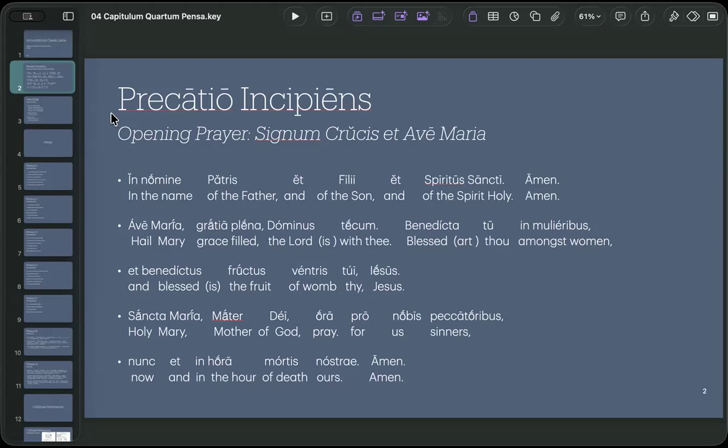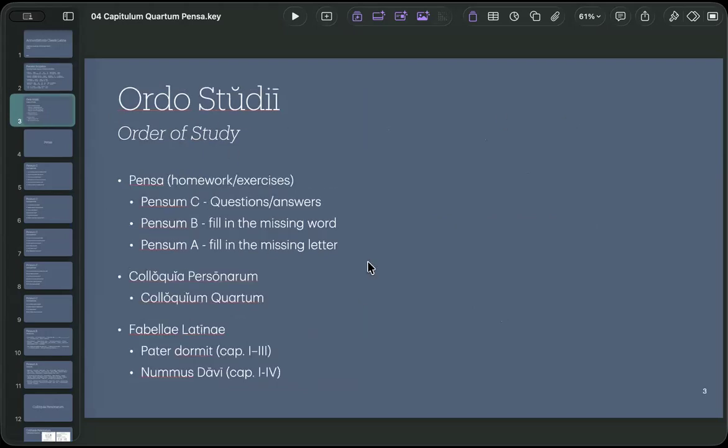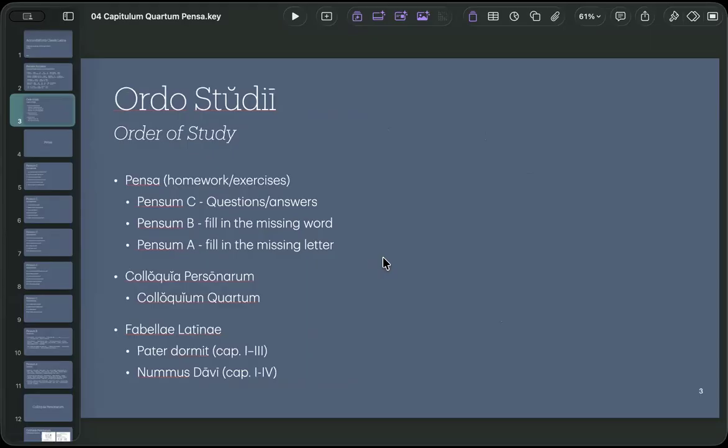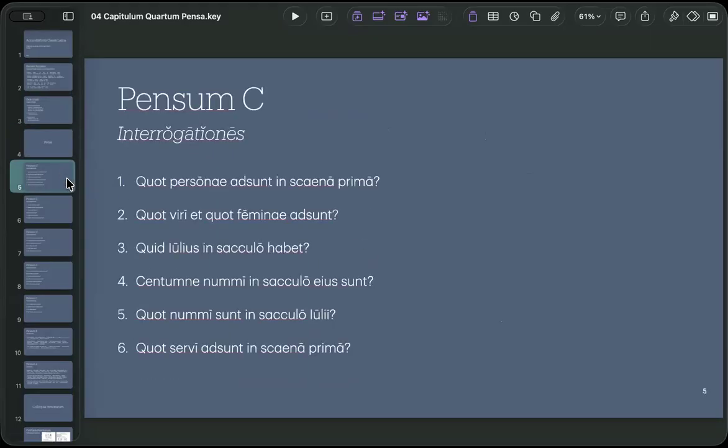Amen. So we're going to go through the homework exercises, CB&A, and if we have time, we'll go to the colloquia personarum and then the fabellae Latinae. So let's get started.